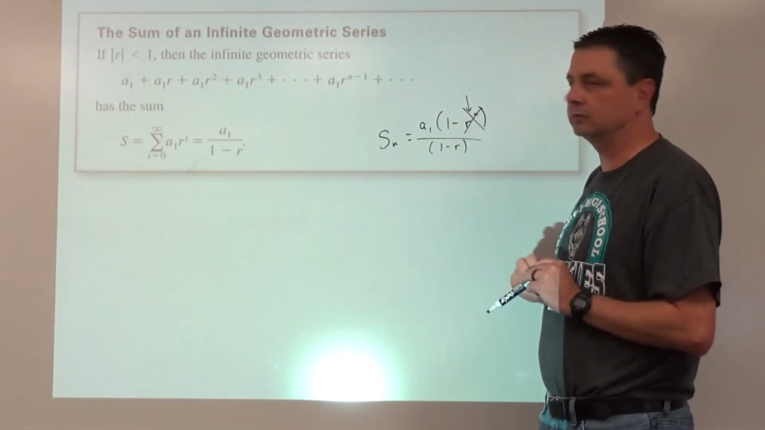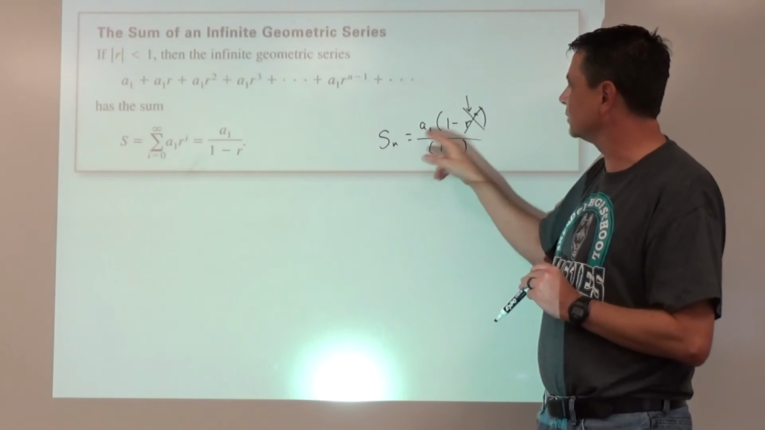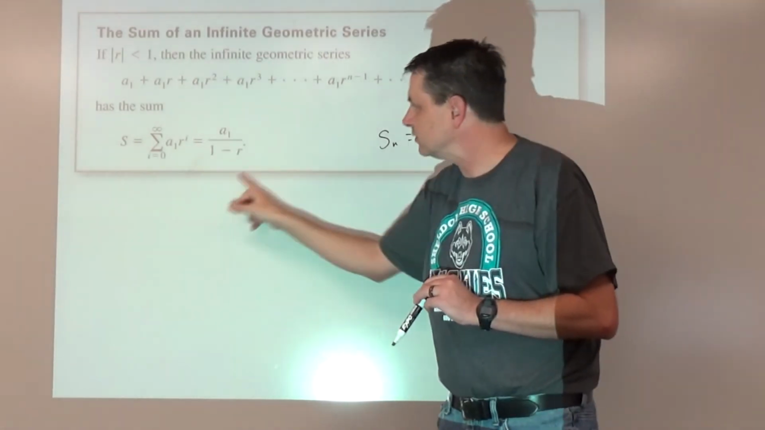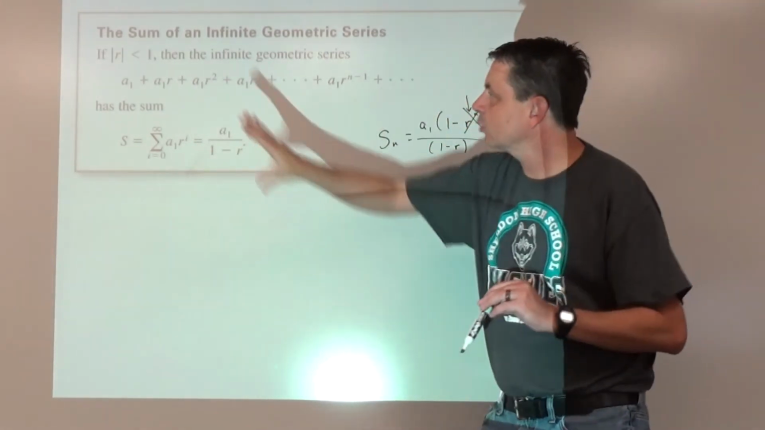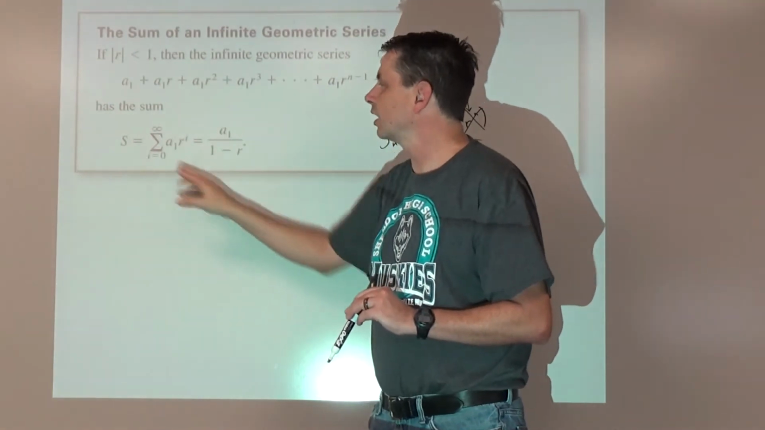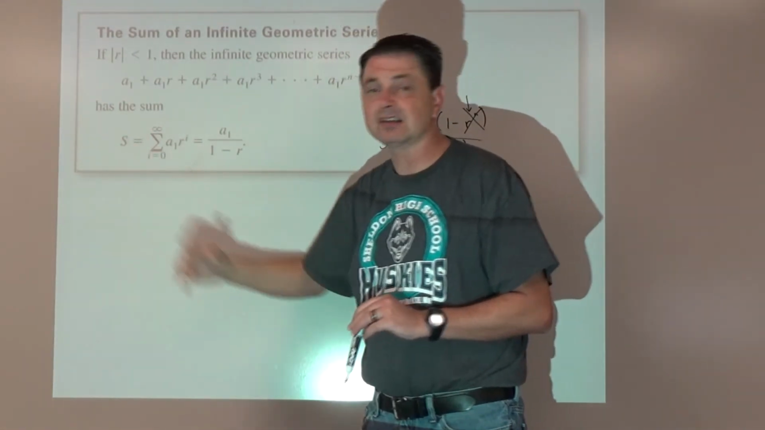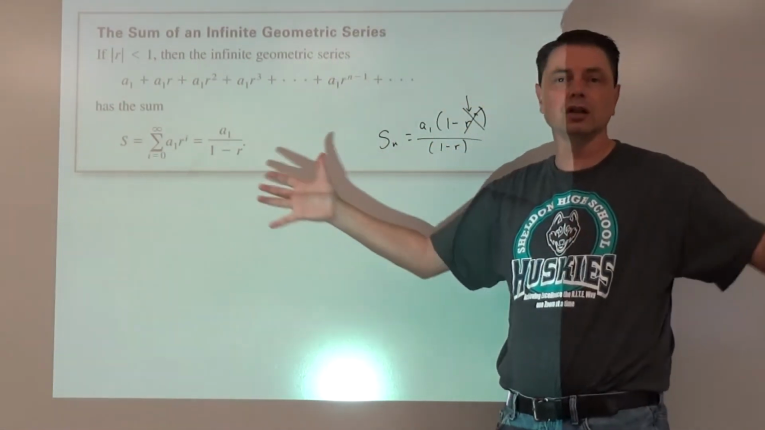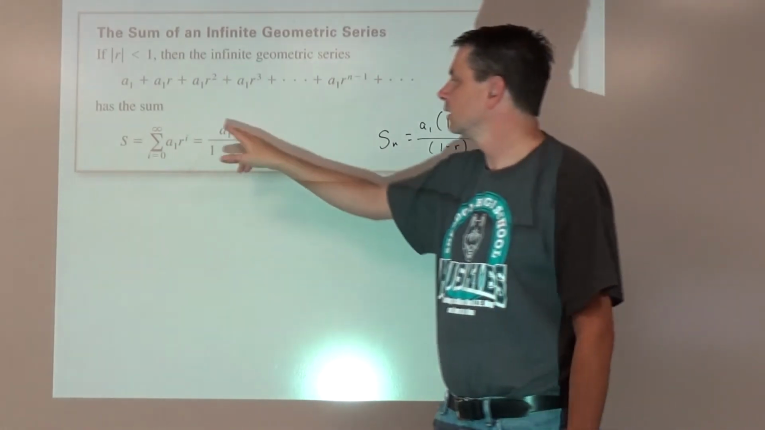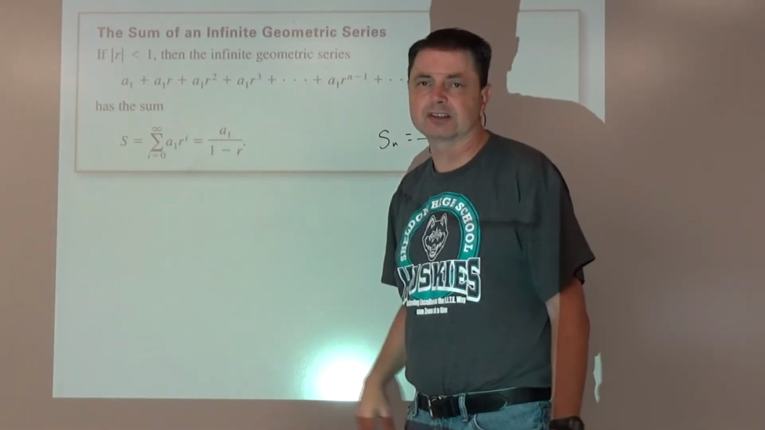1 minus 0 is 1 times a sub 1. So that leaves us here. If it qualifies, this is our infinite sum. So if it just says s, add up all of the terms, it's the first term divided by 1 minus the common ratio.